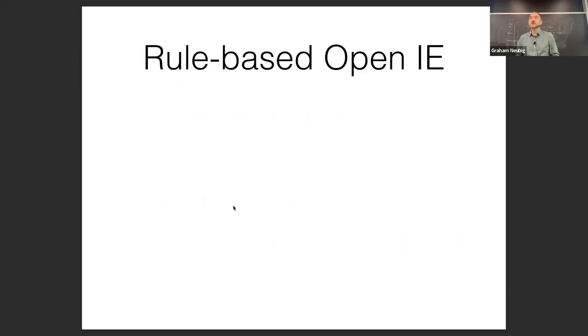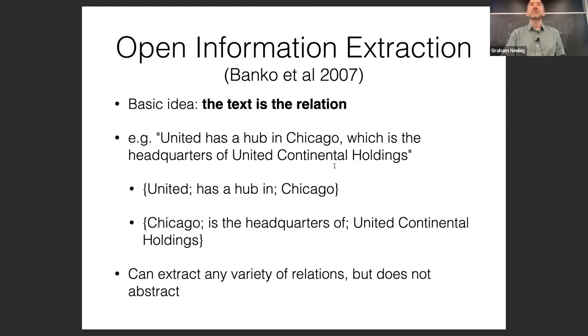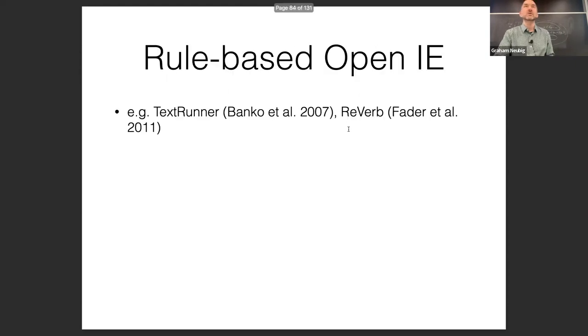So for open information extraction, one of the original goals of doing this was to run it over the entire web. And when this first came out in 2007, it was still kind of a new thing to run your models over all of the information on the web. So in order to do this, they basically came up with very simple rule-based methods that were very fast.